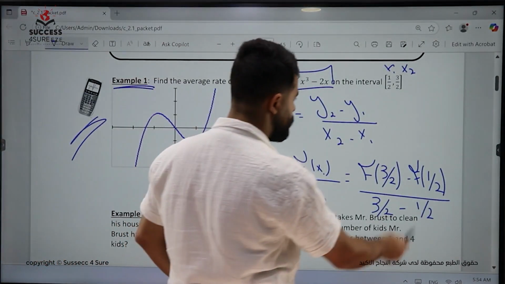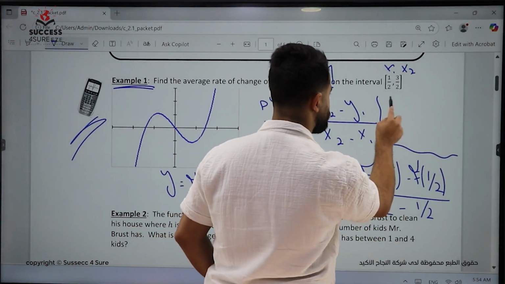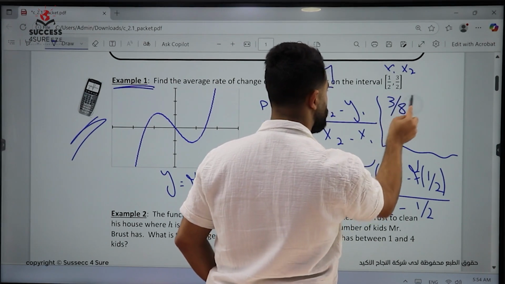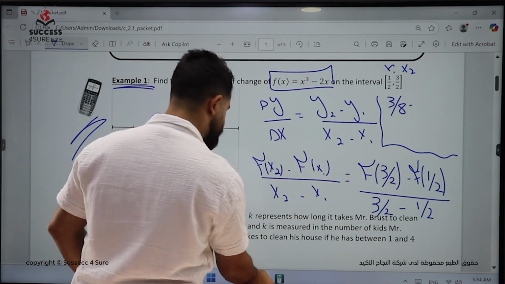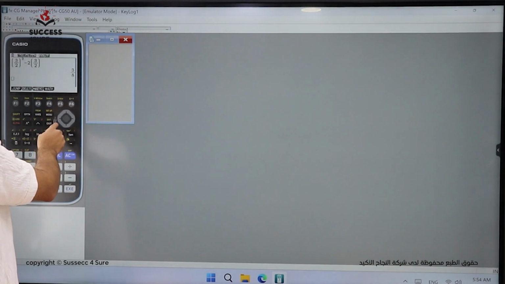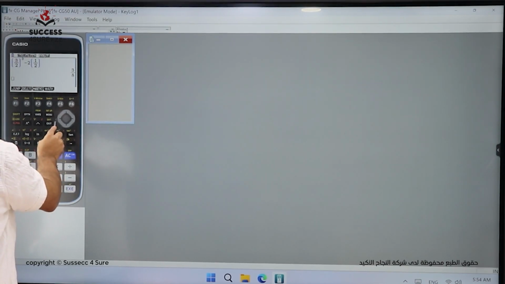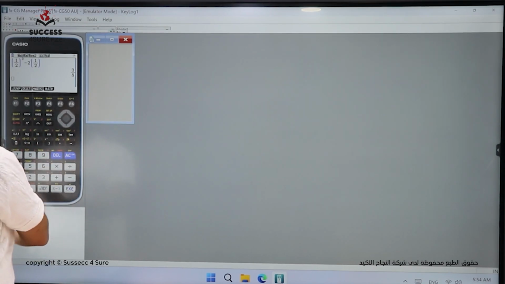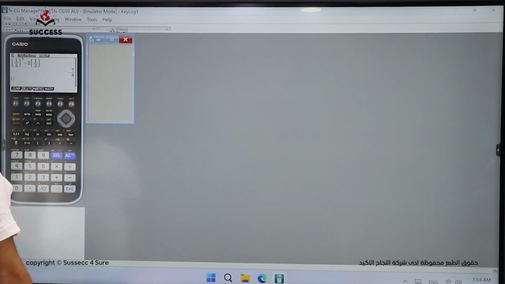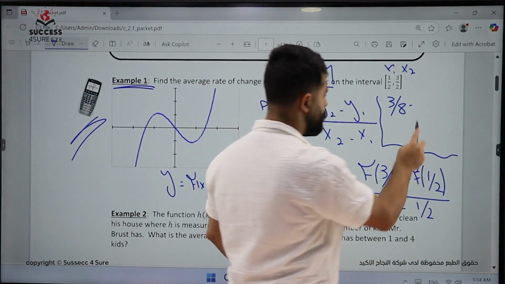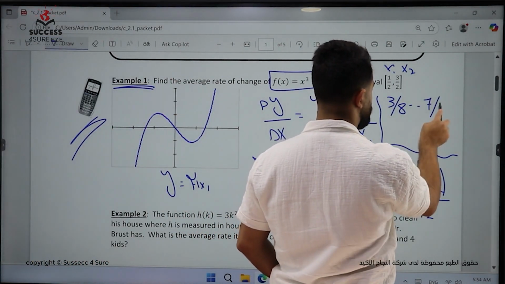Now, we need to put 3 over 8 minus f of 1 over 2. Now replace the 3 over 2 with what? With 1 over 2. That's it. Just plug in again. So it is 1 over 2 here, and it is 1 over 2 here, and this equals negative 7 over 8. So it's minus 7 over 8.